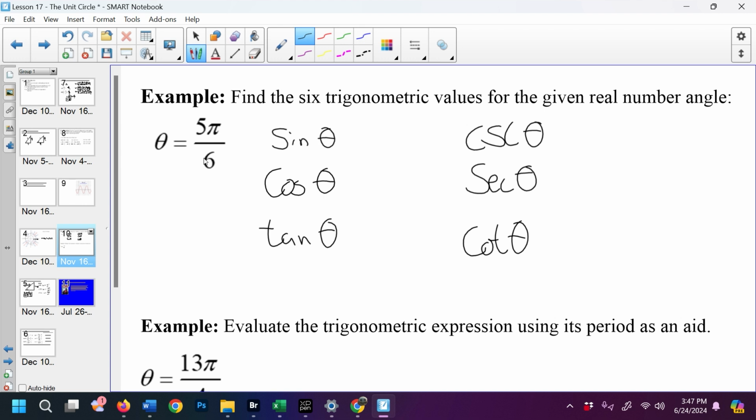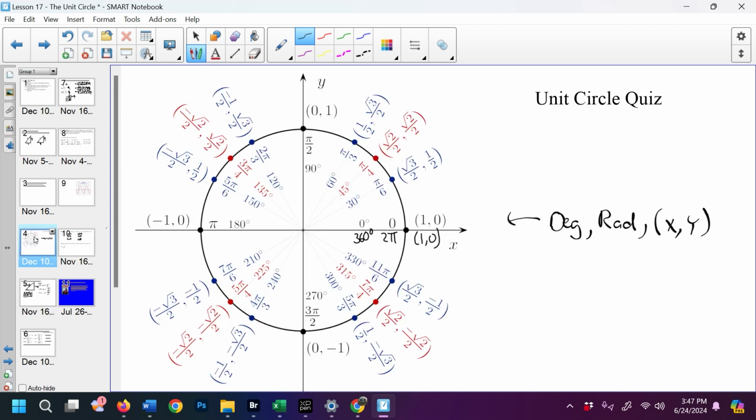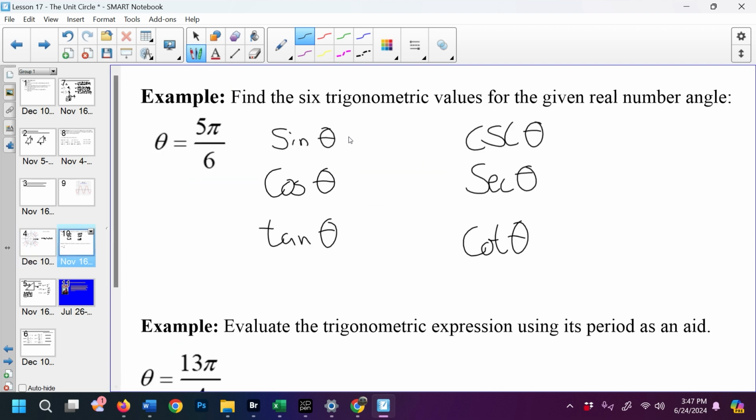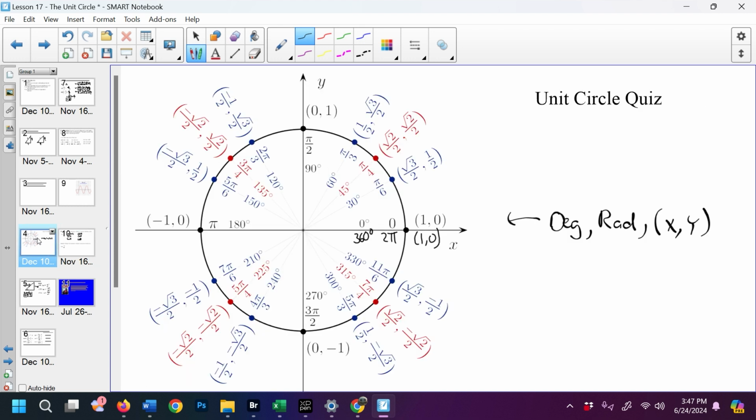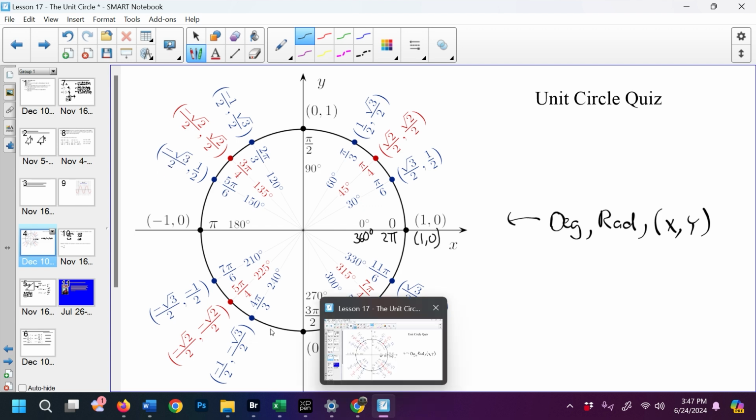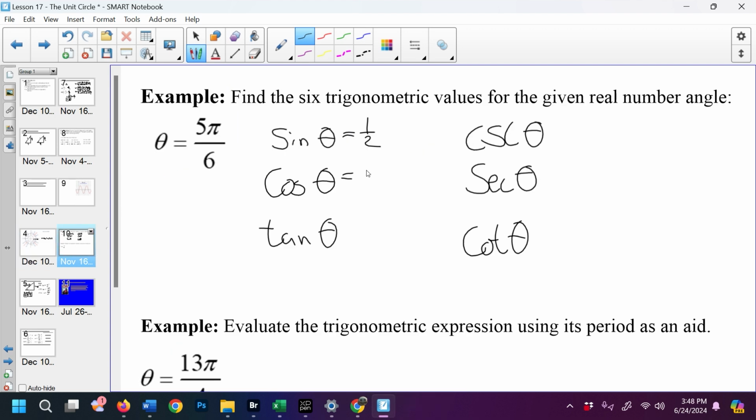Now, since theta is 5 pi over 6, if I go to the unit circle and I come over here to 5 pi over 6, the sine is the y value. So I have a half here. We'll go back to the example and we'll say that that is a half. The cosine at 5 pi over 6 is negative square root of 3 over 2. So I will go back and say negative square root of 3 over 2.